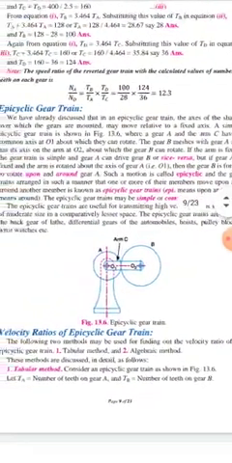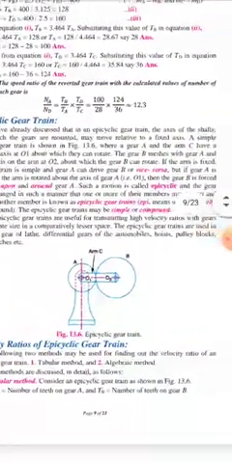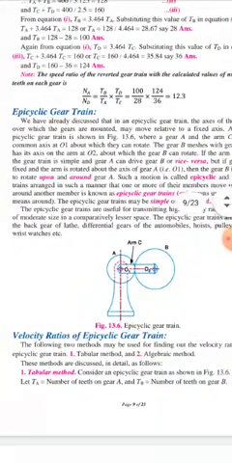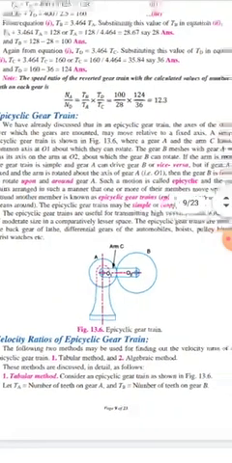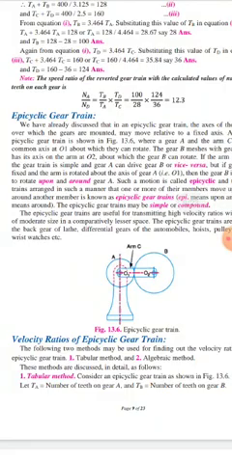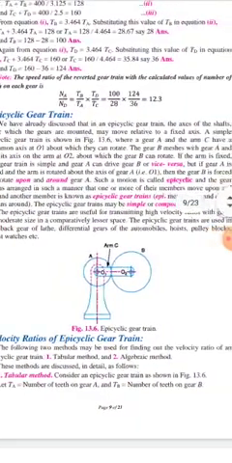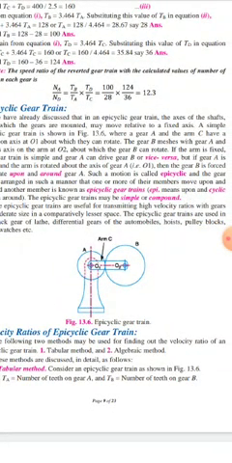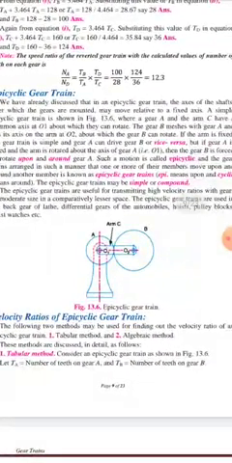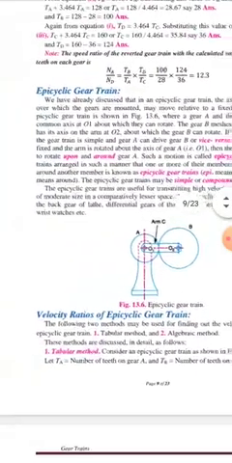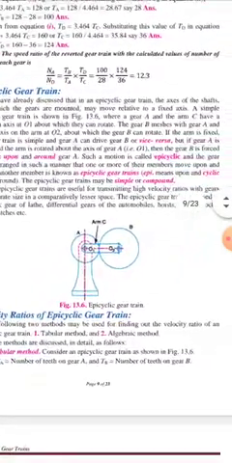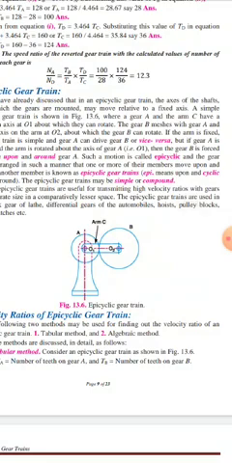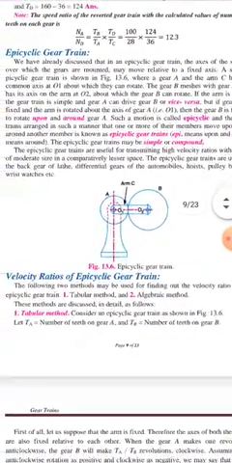In other words, I can say if the arm is fixed, the gear train is simple and gear A can drive gear B or vice versa. But if gear A is fixed and the arm is rotated about the axis of gear A, then gear B is forced to rotate upon and around gear A. Such motion is called epicyclic, and gear trains arranged in such a manner that one or more of their members move upon and around another member are known as epicyclic gear trains. The epicyclic gear trains may be simple or compound.